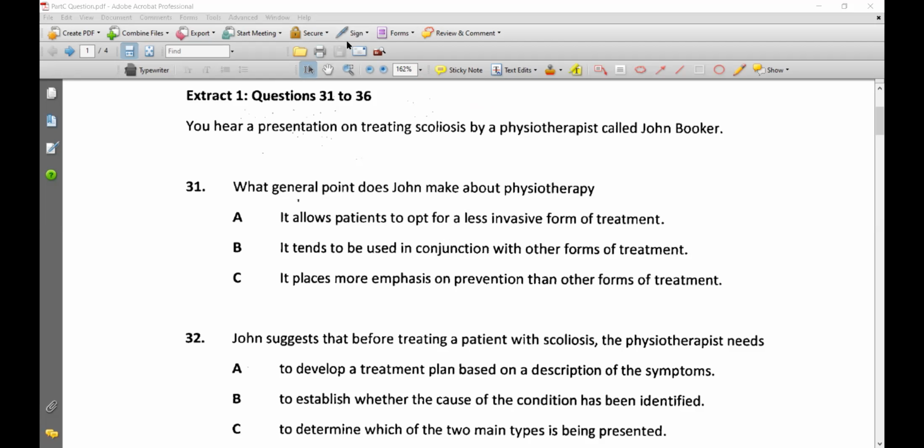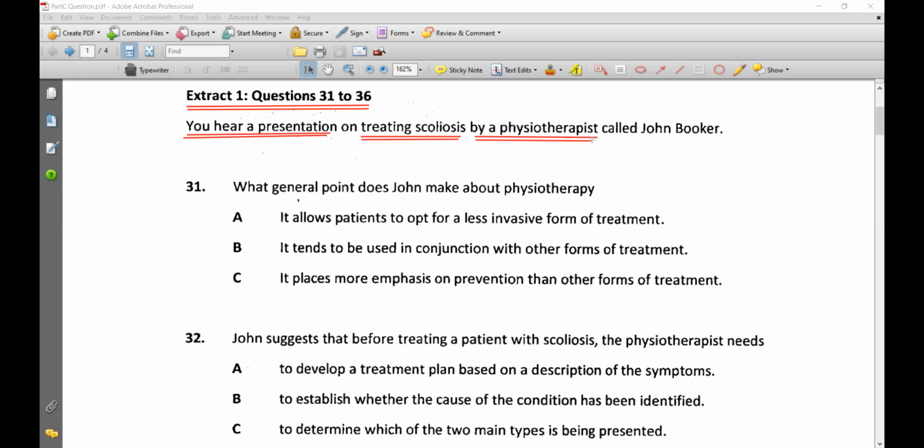We have extracts, and we are dealing with extract 1 right now. It has six questions, 31 to 36. What type of conversation is it: a presentation or an interview? You can find that out from the context sentence. It says it is a presentation. What is it on? The topic, treating scoliosis. Who is giving the presentation? A physiotherapist called John Booker.